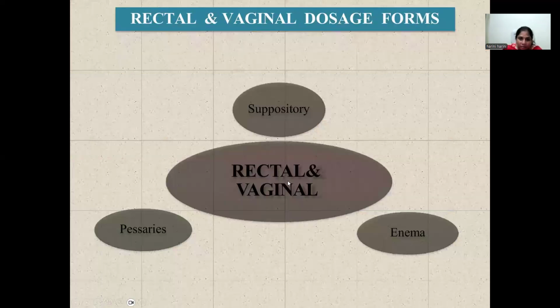And suppositories, as I've said to you, are used for insertion into the rectum and vagina, and enemas are also inserted into the rectum. So these all come under rectal and vaginal dosage forms, those which are inserted into the rectum and vagina. Enemas are monophasic liquid dosage forms which are inserted into the body cavities, mainly the rectum, to clean the bowel and to remove the feces outside the body.